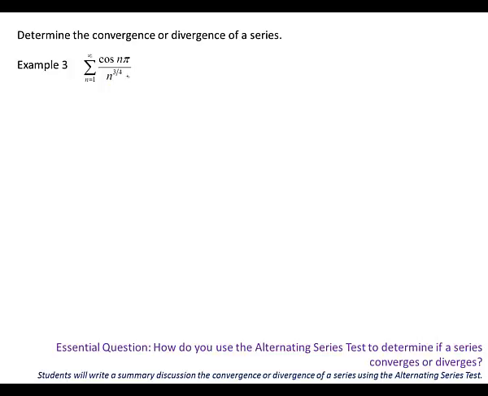Oh. It says the cosine of pi n, right? Okay, so let's think about what that really means. When I put a 1 in for the n, I get the cosine of pi. What's the cosine of pi? Negative 1. When I put in a 2, what's the cosine of 2 pi? 1. So is it alternating? Yes, it is alternating.